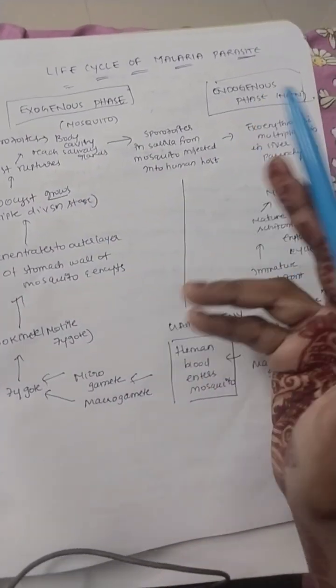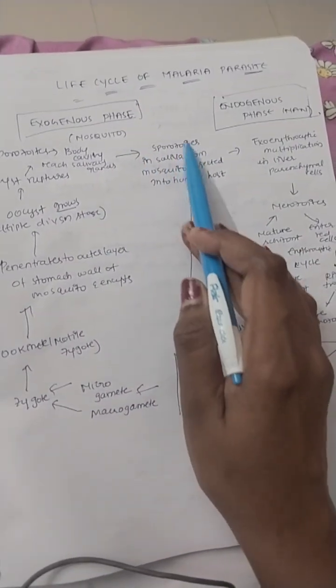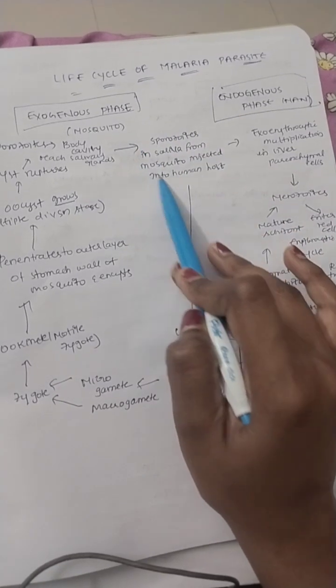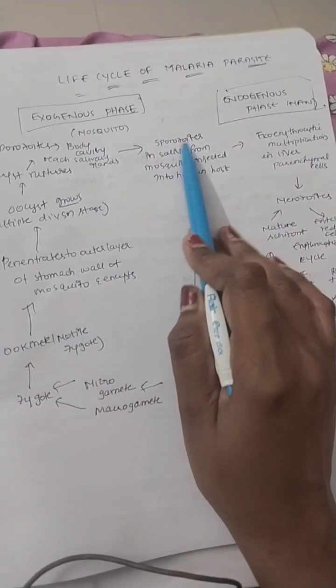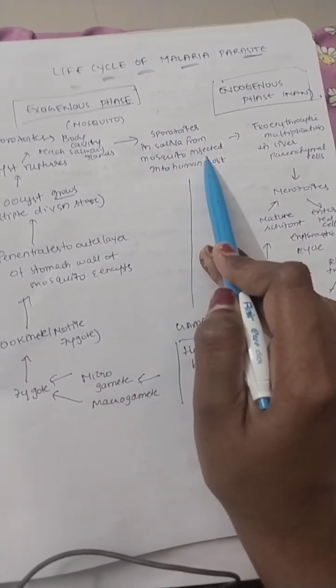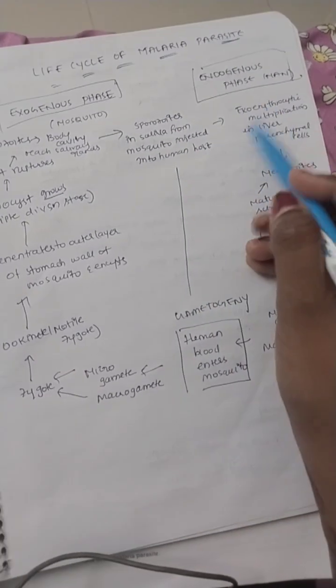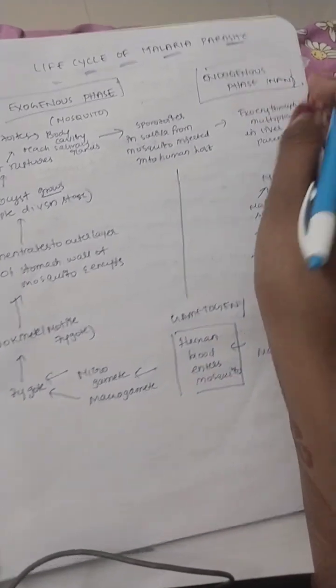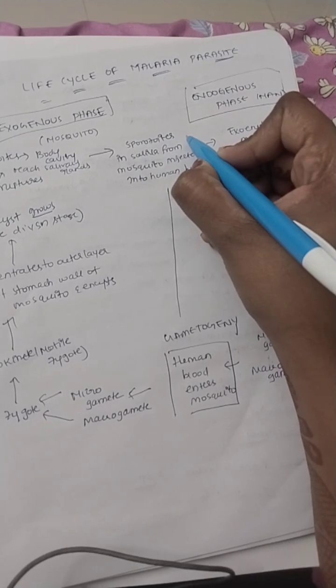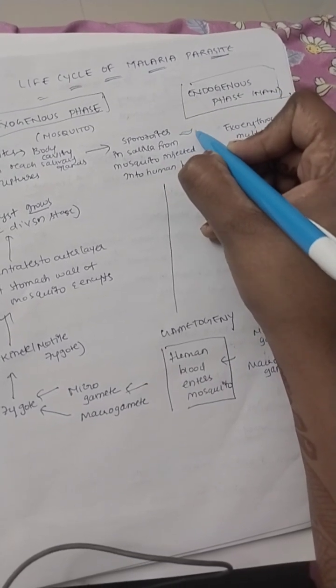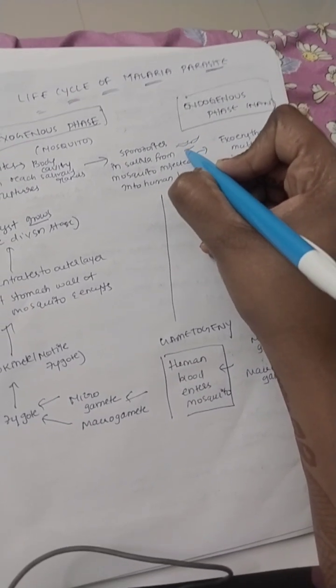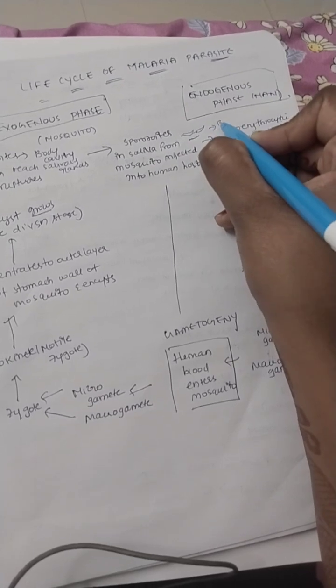Okay, let's begin. First I would like to begin from this point. Sporozoites in the saliva of the mosquito are injected into the human host. These sporozoites are sickle shaped. Sickle shaped sporozoites will enter the bloodstream first.